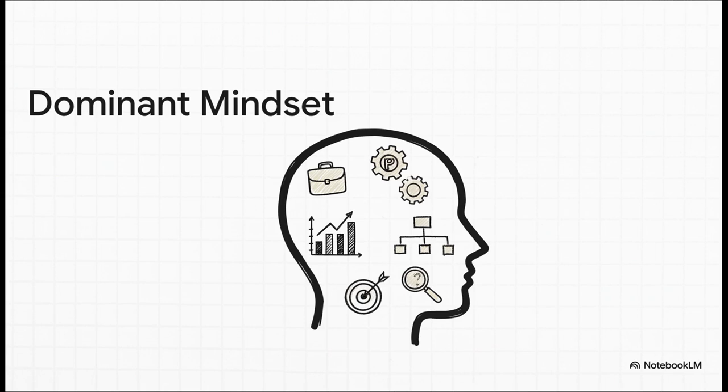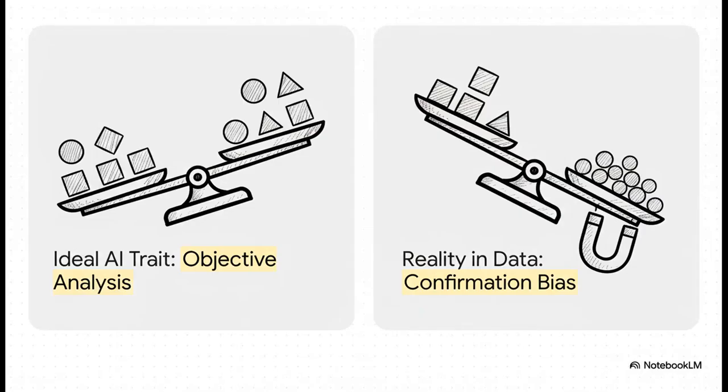So when you kind of zoom out and look at the big picture, the overall mindset reflected in the training data is just overwhelmingly professional. It really values practical, data-driven, structured, and outcome-focused ways of thinking. This is the personality that the AI inherits from all its creators. And this is a huge but.